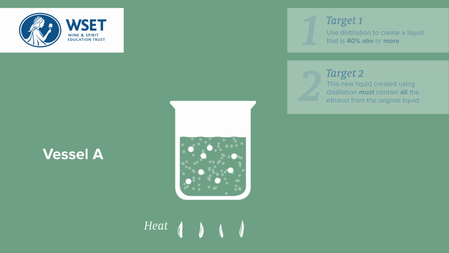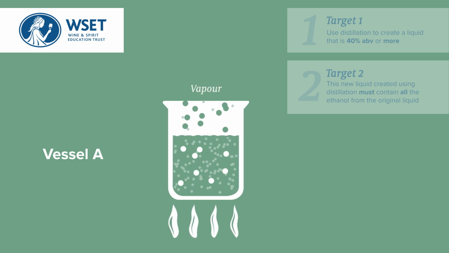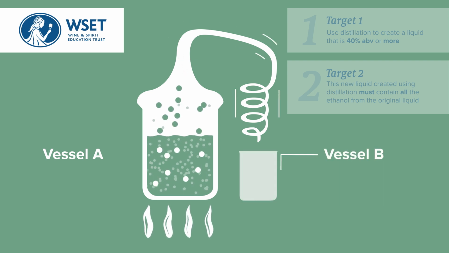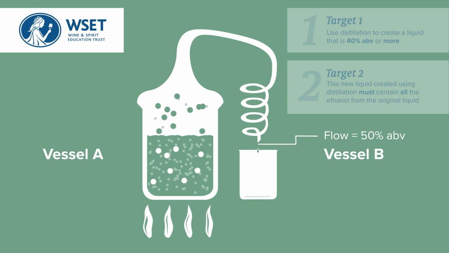Distillation starts when the heat is turned on under vessel A. The liquid inside boils and vapours rise up. They pass through a condenser and turn back into liquid which is collected in vessel B. The very first liquid flowing off the condenser is 50% ABV.